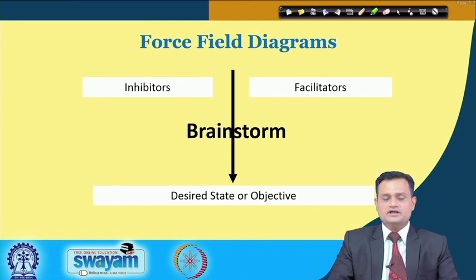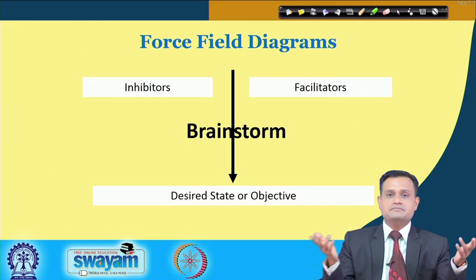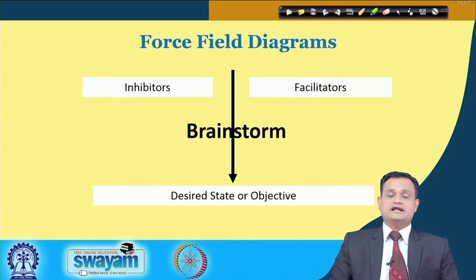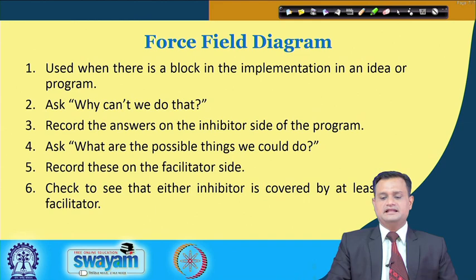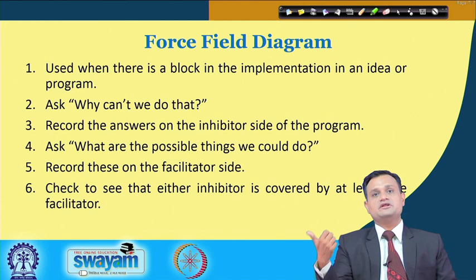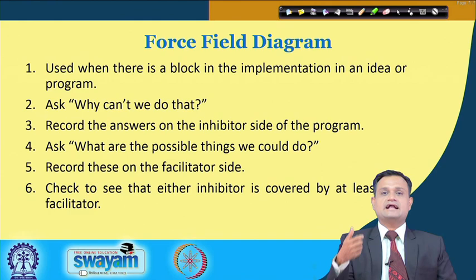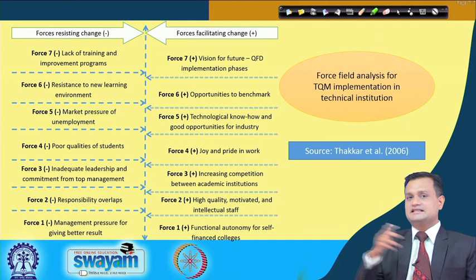So now if you really represent these facilitating or enabling and inhibiting, hindering forces, then you can better devise the contingency plan, or you can find the net force exerting on your system and understand the overall inertia in executing a particular project. So now just see that, as I mentioned, it is used when there is a block in the implementation of an idea or program, ask why can't we do that, why can't we reach there, what is hindering us, and in the same way, what are the possible factors that can enable us, and just try to jot down. Let us see the example that will make the picture clearer.